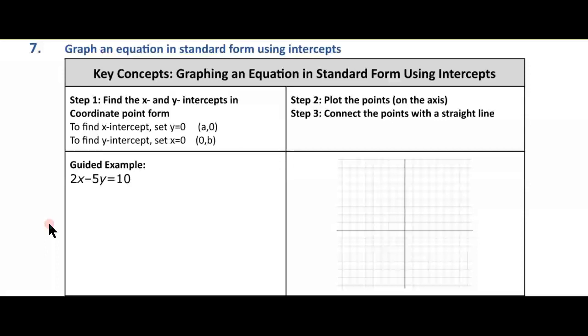So there we go. Step 1 is finding our x and y intercepts. We're going to express these today in coordinate point form. And I wrote this as a, comma 0, where a is the x value of our x-intercept. And then for our y-intercept, 0, comma b, where b is the y value of our y-intercept.